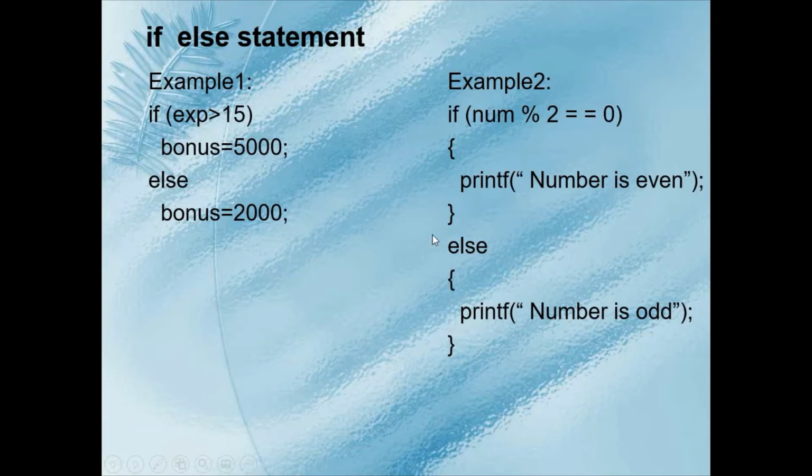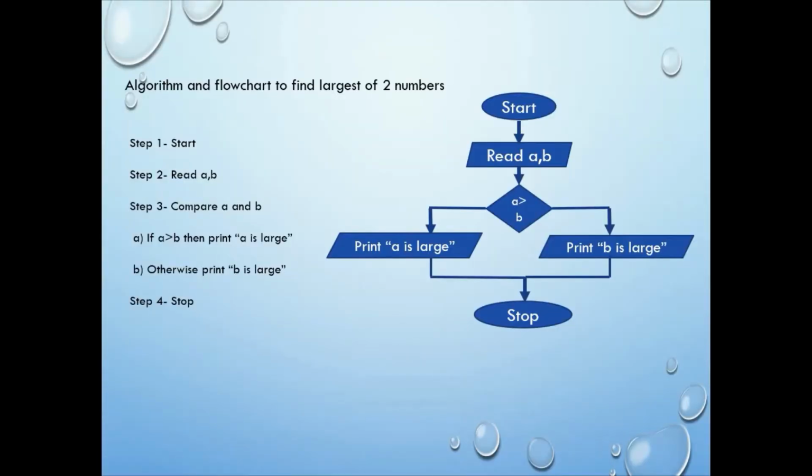Let us see another example of if-else statement. This is the algorithm and flowchart to find the largest of two numbers. Here we are comparing two numbers A and B. If A is greater than B, we are printing A is large, otherwise we are printing B is large. It is shown in the form of a flowchart.